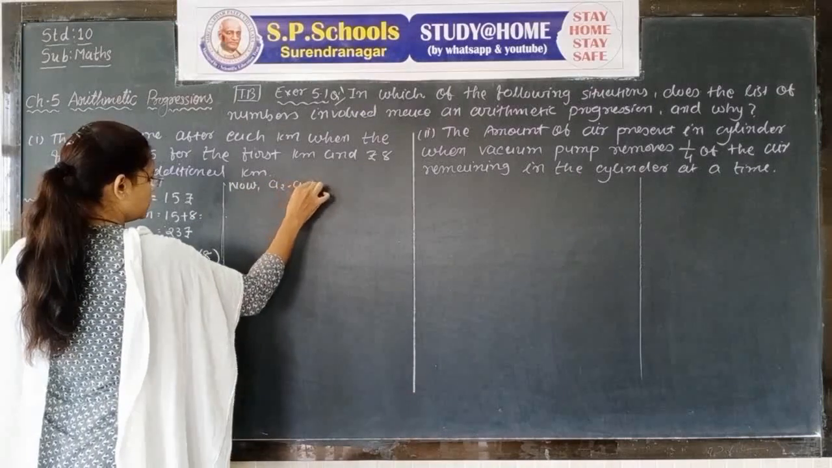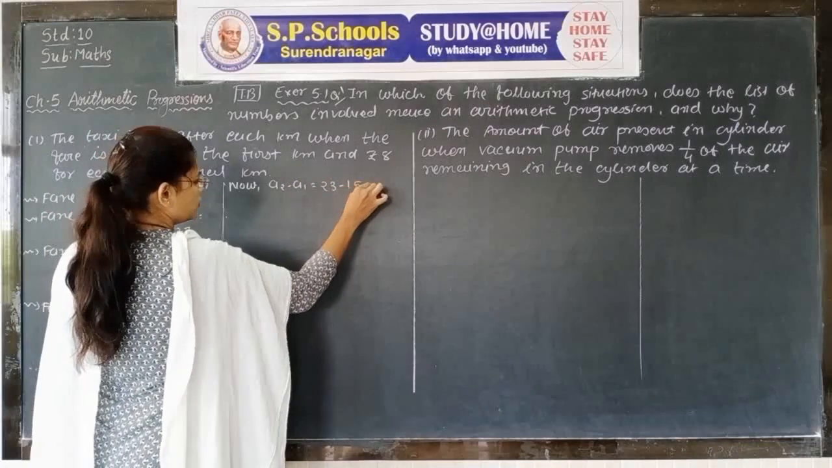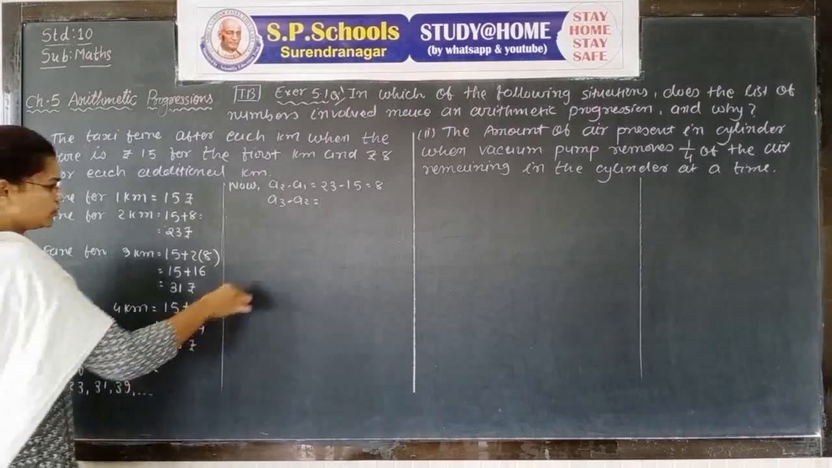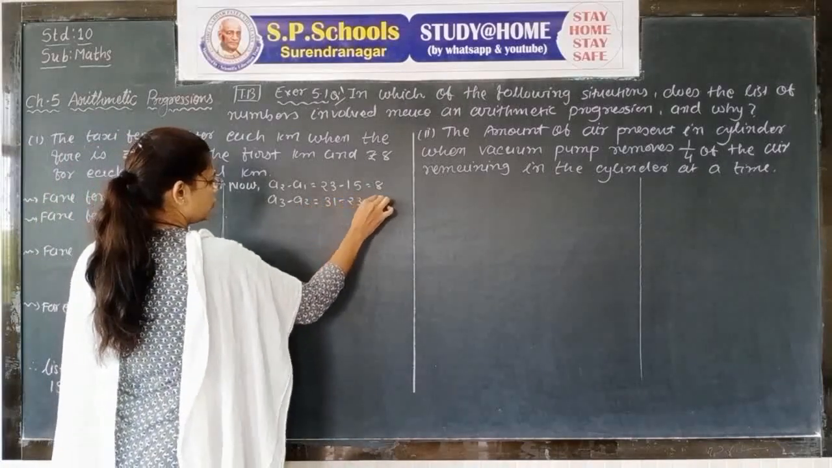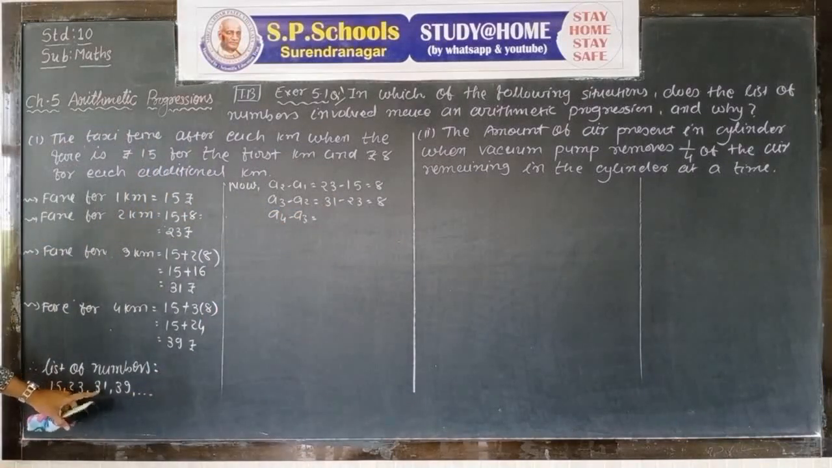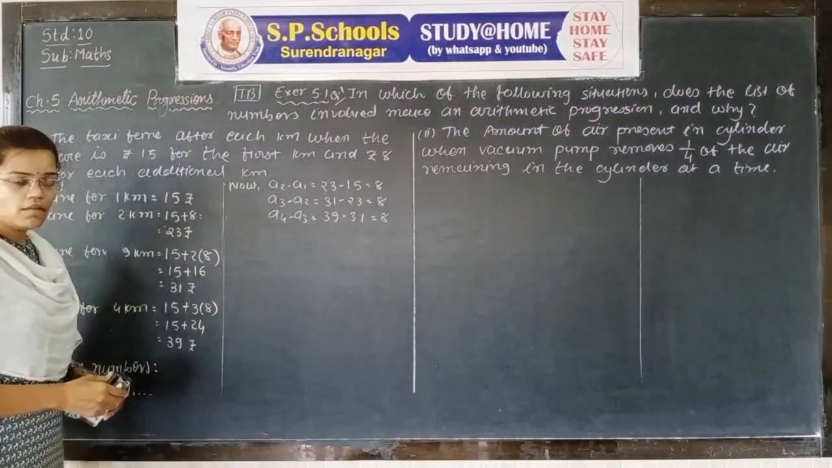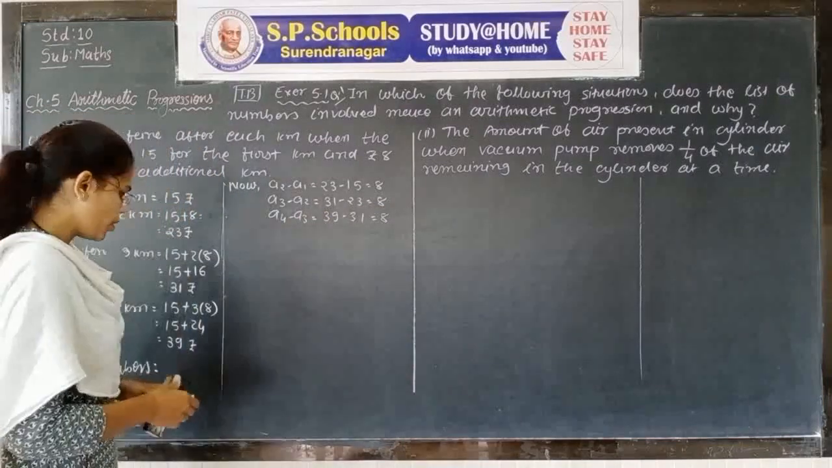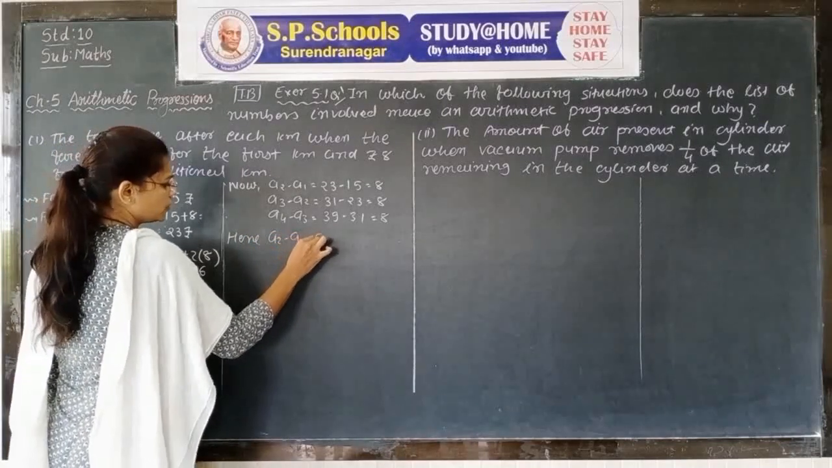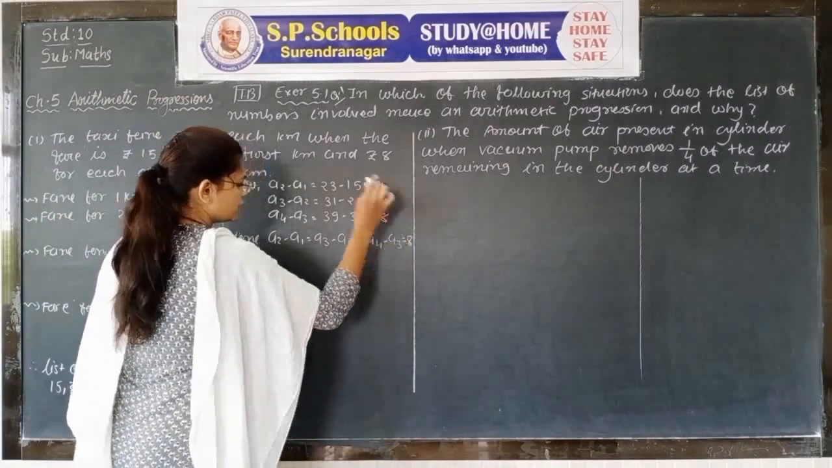A2 minus A1 is equal to 23 minus 15 is equal to 8. A3 minus A2, 31 minus 23, is equal to again 8. A4 minus A3 is equal to 39 minus 31 is equal to again 8. Here what happened? The difference between consecutive terms of the list of numbers is equal. Here A2 minus A1 is equal to A3 minus A2 is equal to A4 minus A3 is equal to 8.